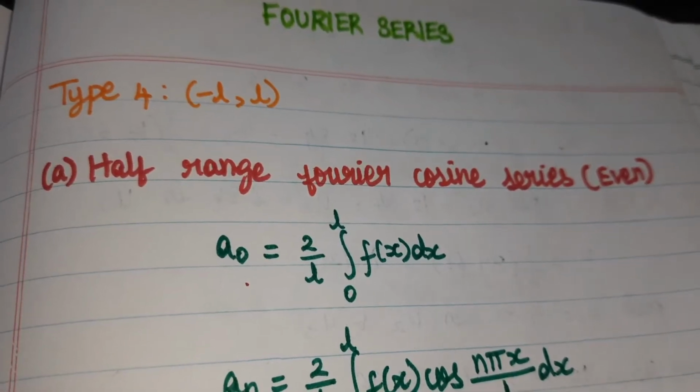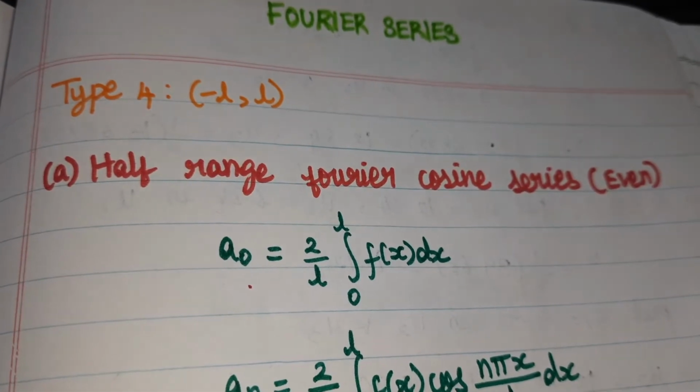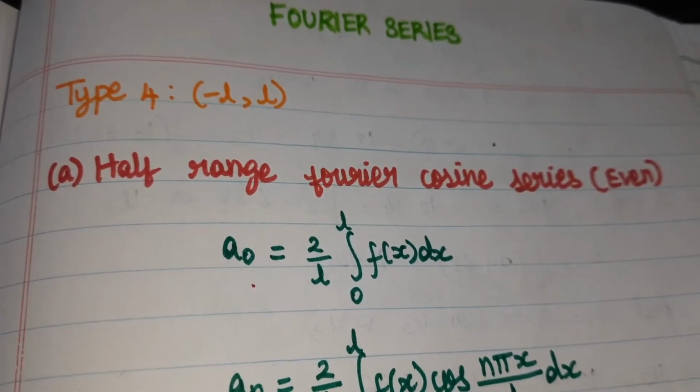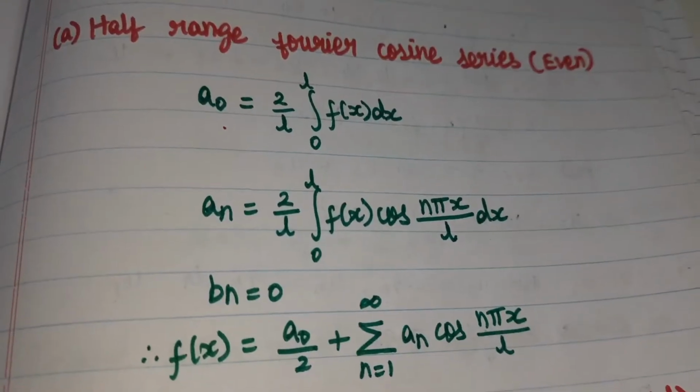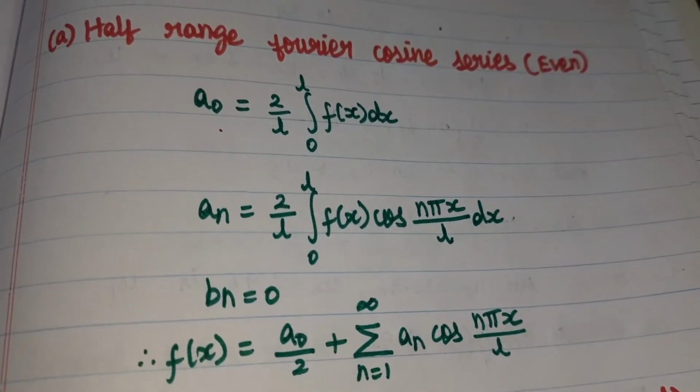Hi friends, in this video we are going to see about type 4 of Fourier series. Type 4 is in the interval minus L, L. The first one is half range Fourier cosine series, or even.